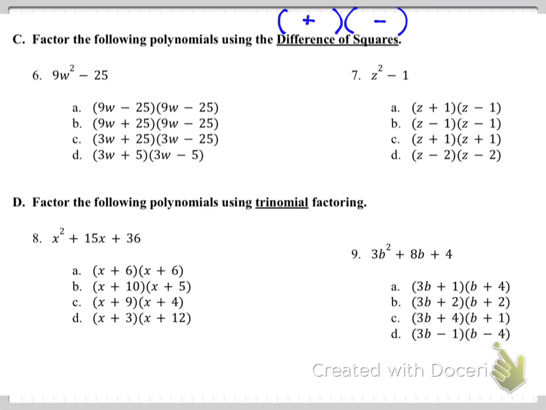Now, on the next one, we're going to factor using the difference of squares. Remember, this is the parentheses, and the plus and the minus is the setup. So let's do this first one. You have to square root the first and the second to find out what goes in the parentheses. So the square root of 9w squared is 3w, and the square root of 25 is 5. So I'm going to set it up. In each of the first slots, the first term of each binomial will be 3w, and the second term of each binomial will be 5.